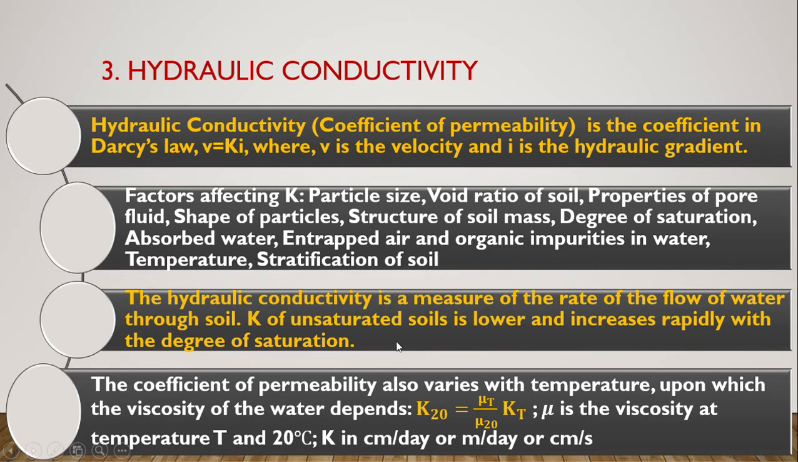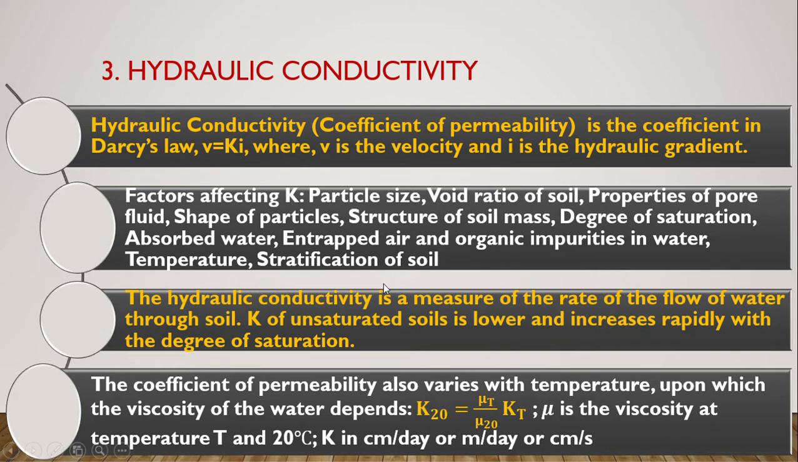It is actually the measure of the rate of flow of water through the soil: how fast, and how easily, the water will move through the soil. That is K. K can be of unsaturated soil and saturated soil. When all the soil pores are filled with water, the rate of movement of water is the saturated K. When all the soil pores are not filled with water, that condition is known as the unsaturated condition, and the movement of water through that kind of soil is known as unsaturated hydraulic conductivity. So there are two types of K, unsaturated and saturated.